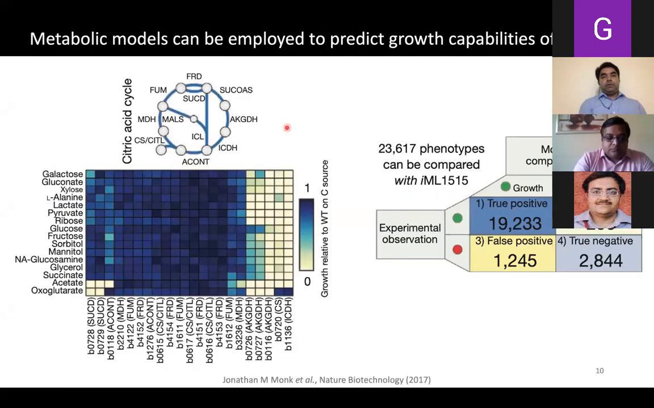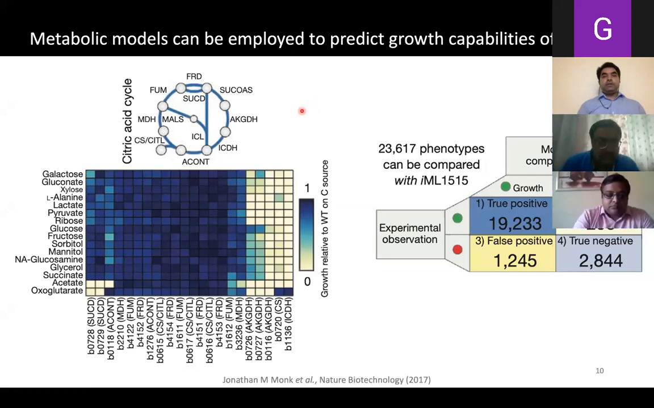Metabolic models of a single species can also be used to predict growth capabilities of mutants. When we knock out genes, we can knock them out in silico without doing any experimental work, and we can check whether they grow or not. And this particular exercise gives us the information whether this gene is essential for growth of the selected organism.